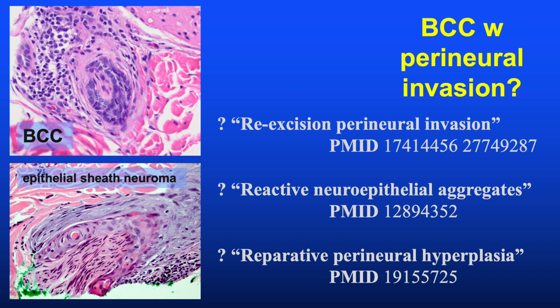Interpretations of these cases become even more complicated in the context of a re-excision specimen. So this is a complicated topic. I can't fully present it now, so I'm kind of going to leave you hanging. But here are a few references that will get you up to speed if you're interested. And suffice it to say that each case will require a careful composite assessment of all the clinical pathologic features in the case in the context of what is known about the primary tumor, as well as epithelial sheath neuroma and other entities such as re-excision perineural invasion, reactive neuroepithelial aggregates, and reparative perineural hyperplasia.